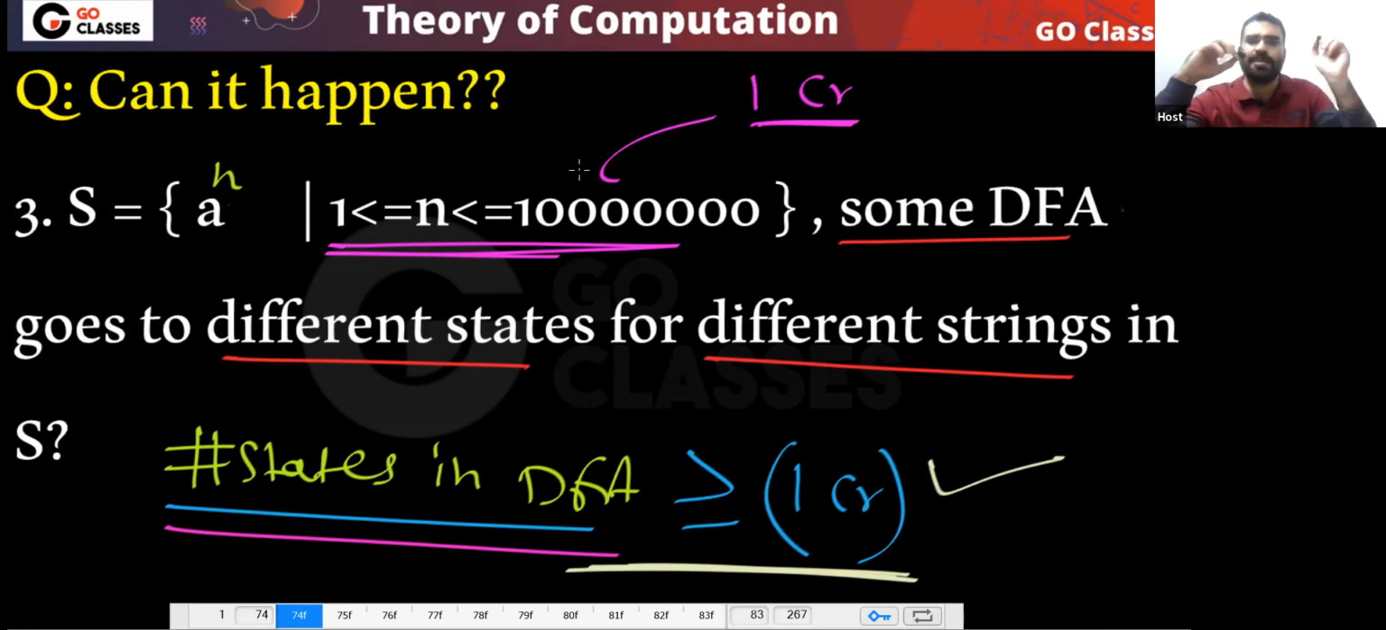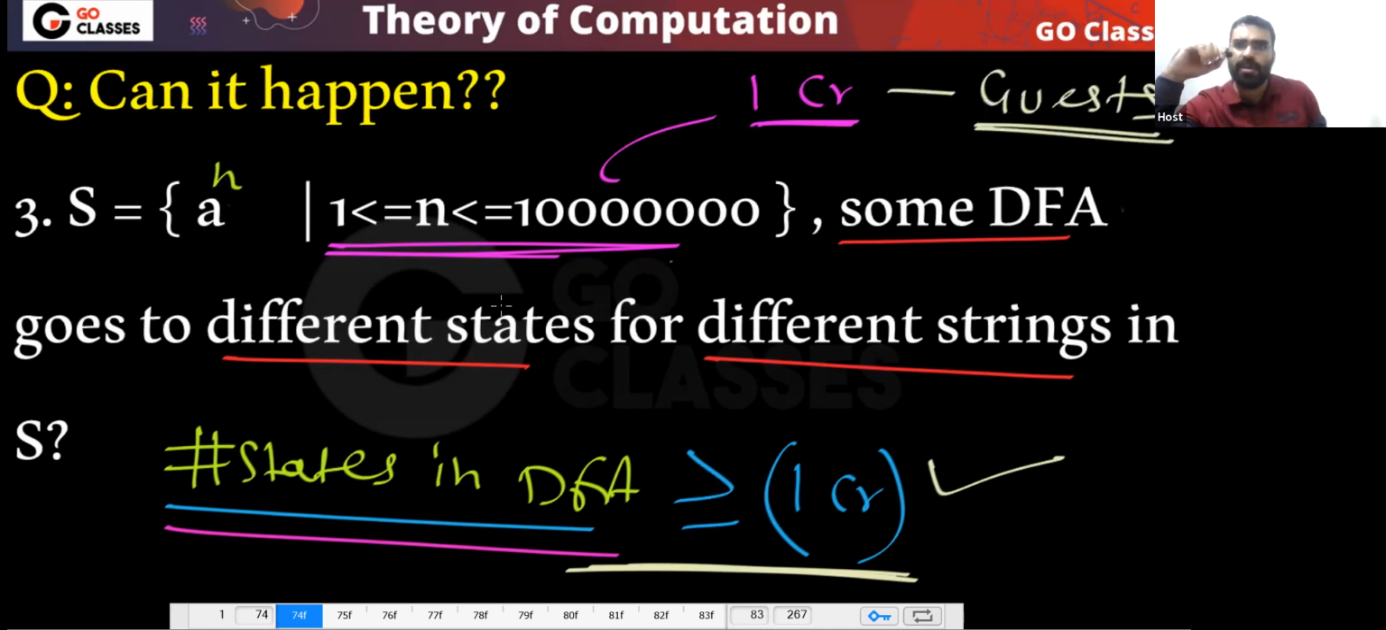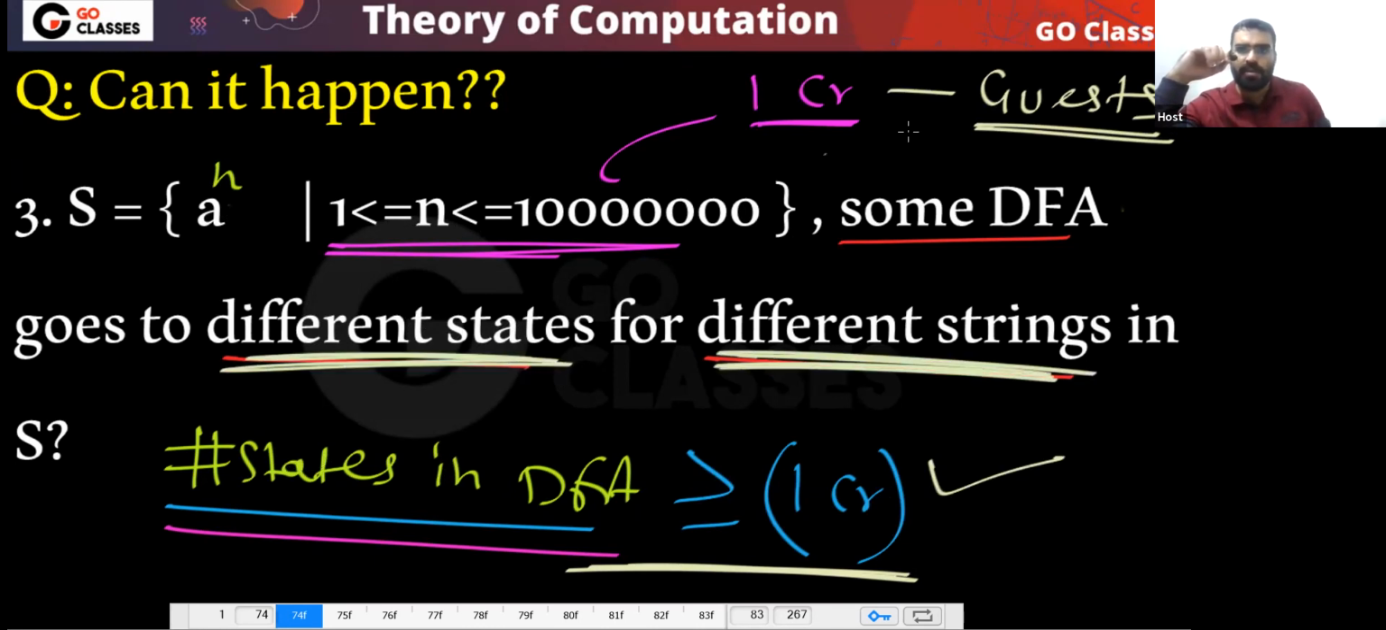So basically, a very simple idea. You tell me, how many guests are there? 1 crore guests. At least how many rooms do you need? 1 crore. If they want different rooms for different guests, with 1 crore guests in this set, then you need at least 1 crore rooms.